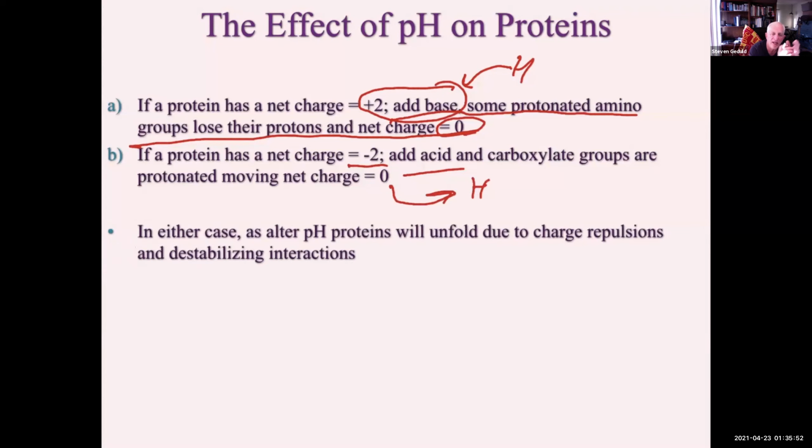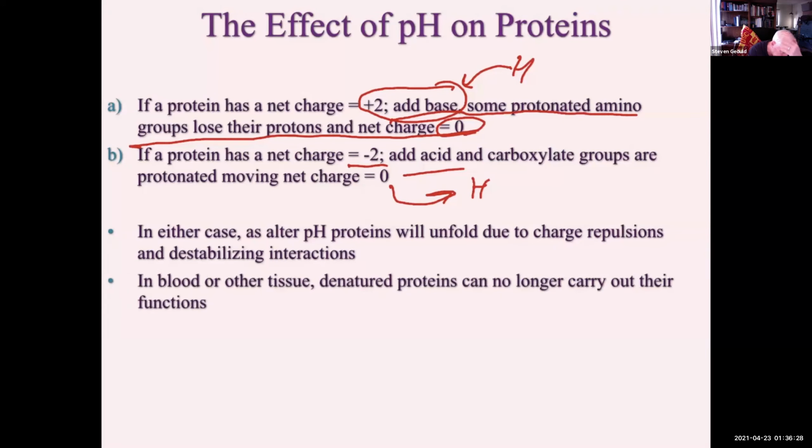Okay? In either case, as you alter the pH, the proteins will unfold due to the change in repulsion and destabilization interactions. The R groups, okay, that were holding this protein together are going to have different charges. If you take it from a +2 charge to a neutral charge, you're not going to have that polar charge anymore. So your protein is going to denature. If you go from a -2 charge to a 0 charge, you're losing a charge again. You're turning a polar group into a non-polar group, and it's going to break or dissolve that bond that was holding that three-dimensional shape together.